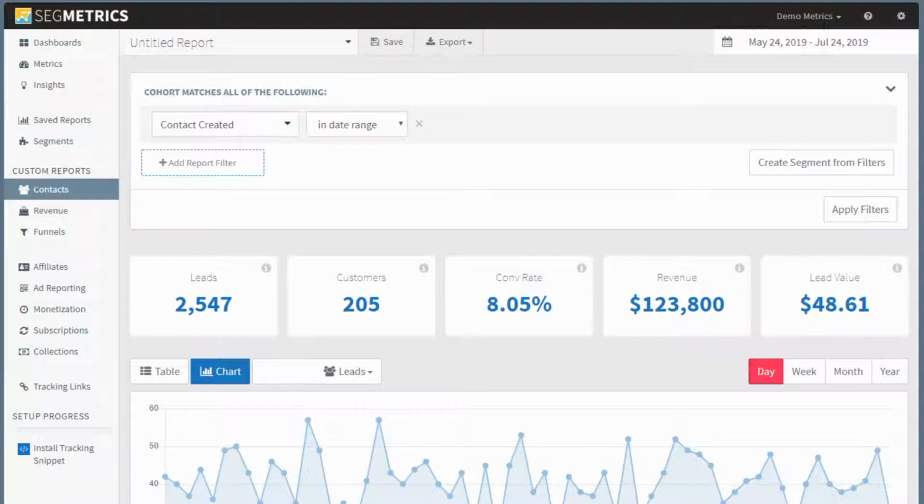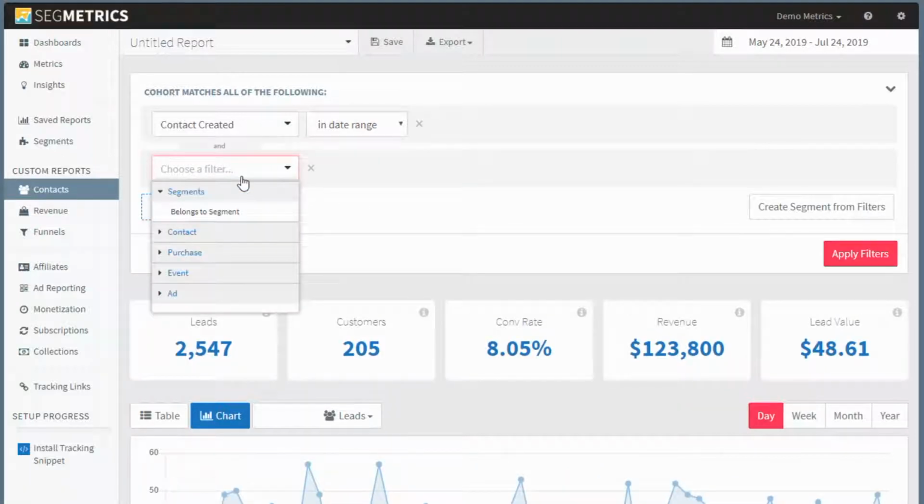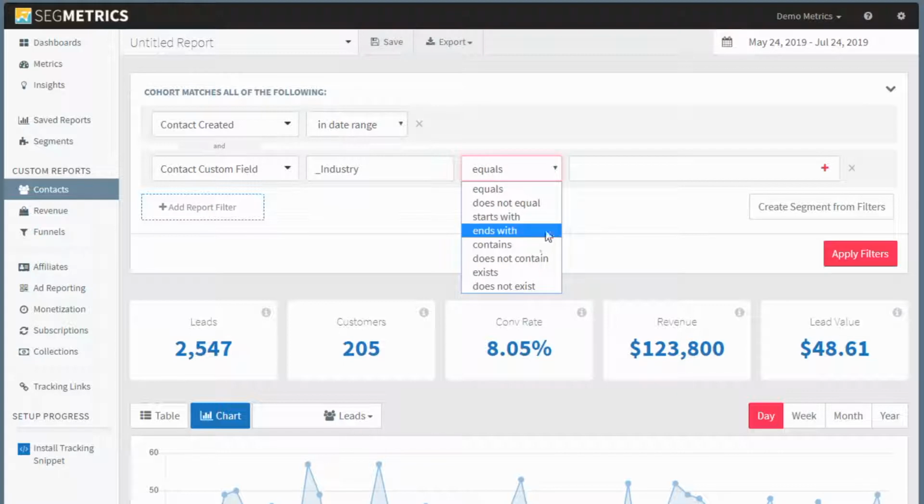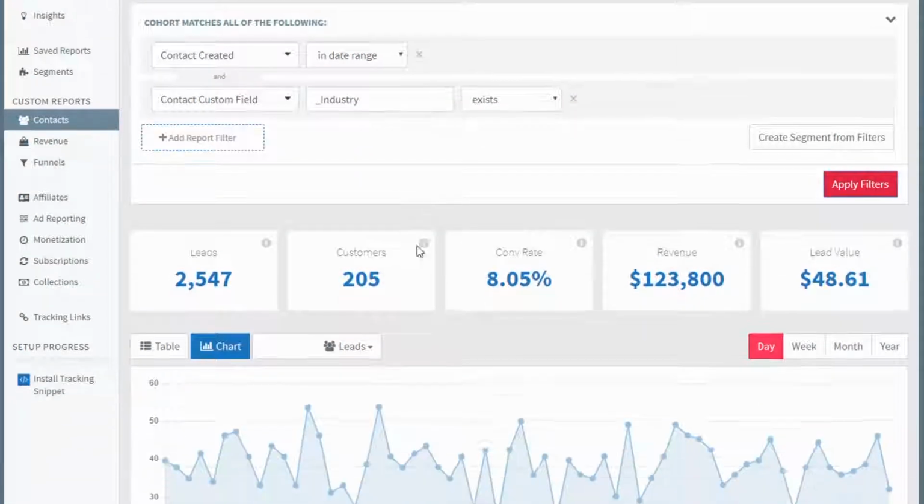So what SegMetrics does is it connects with that custom field data in your CRM and allows you to report on it just like you would report on a tag or a lead source or anything like that. What I'm going to show you real quick is how we can set that up to look at, for example, an industry. We're just going to see that the industry exists, and then we're going to pull that down.